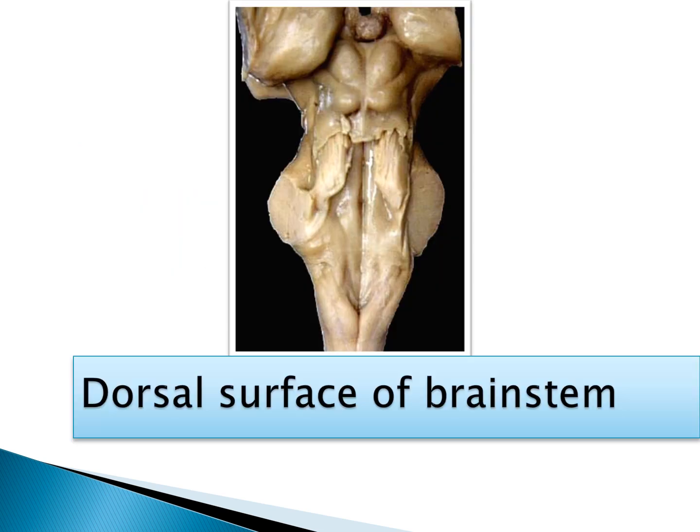Now this is the dorsal surface of the brainstem. Here you can see the superior colliculi and these are the inferior colliculi. Now you can appreciate and understand this is the lower caudal closed part of medulla oblongata and this is the upper open part of the medulla oblongata. This is the dorsal surface of the pons. So the dorsal surface of medulla oblongata in the lower part is closed and the upper part is open. That's why we said there are two parts of the medulla oblongata.